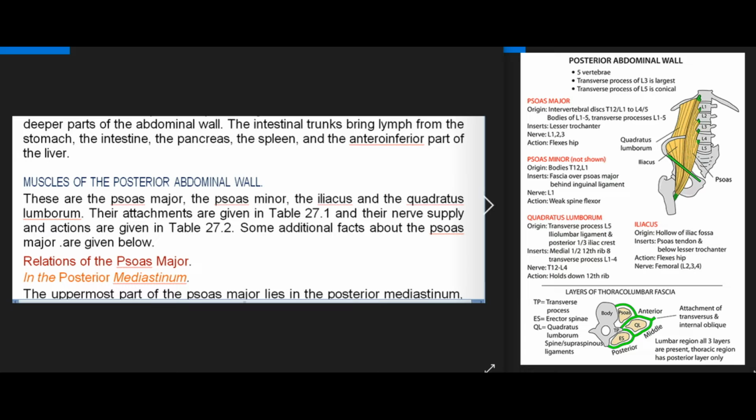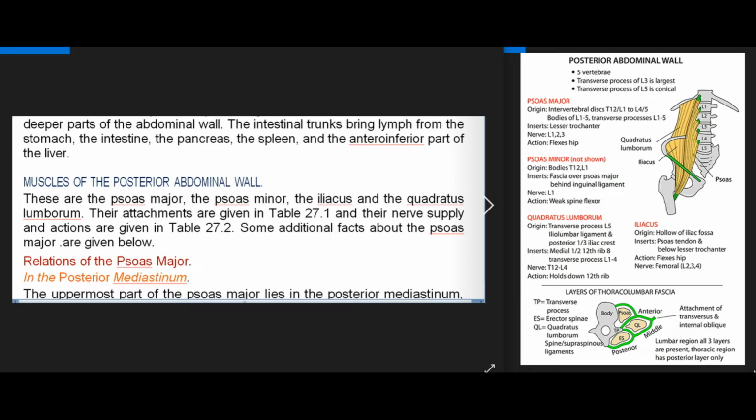Muscles of the posterior abdominal wall. These are the psoas major, the psoas minor, the iliacus and the quadratus lumborum. Their attachments are given in a table, and their nerve supply and actions are given in another table. Some additional facts about the psoas major are given below.